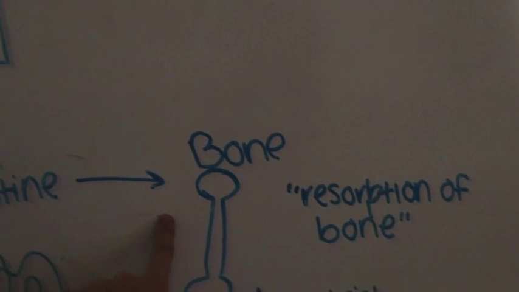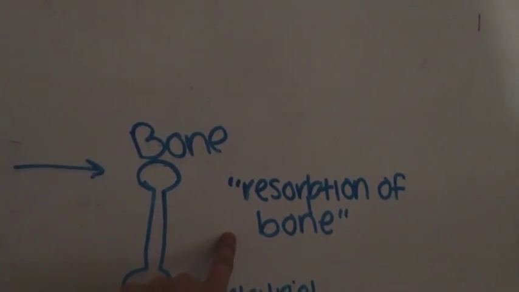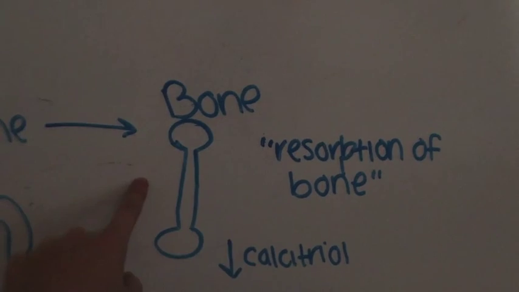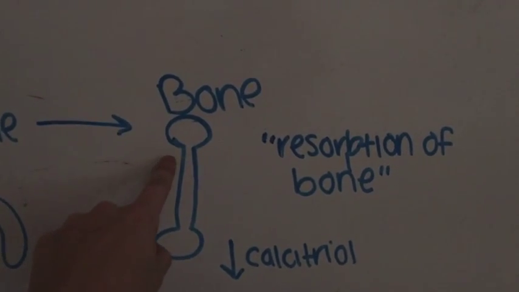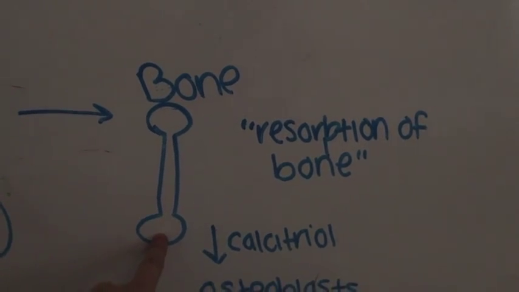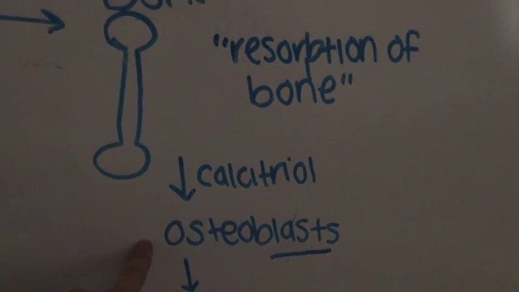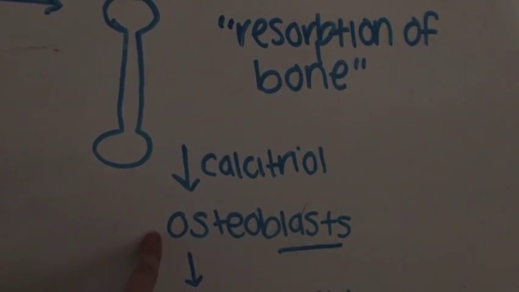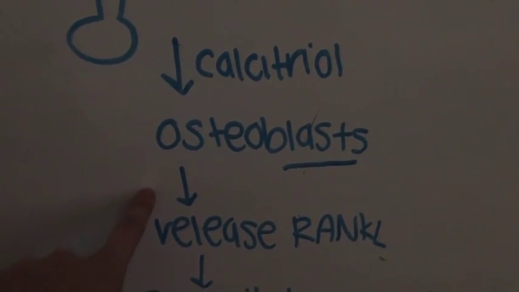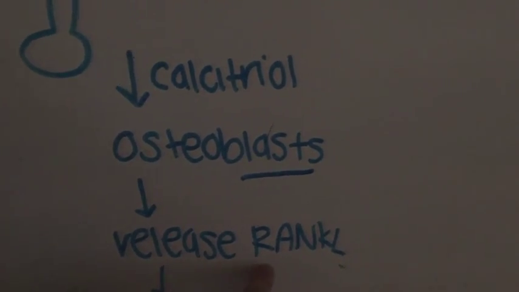But calcitriol also affects bone and stimulates the resorption of bone. Resorption of bone basically means breaking down of bone. The reason we need to break down bone is because calcium is needed for bone formation. Osteoblasts are important in making the formation of bone. Calcitriol travels to osteoblasts, which release RANKL.